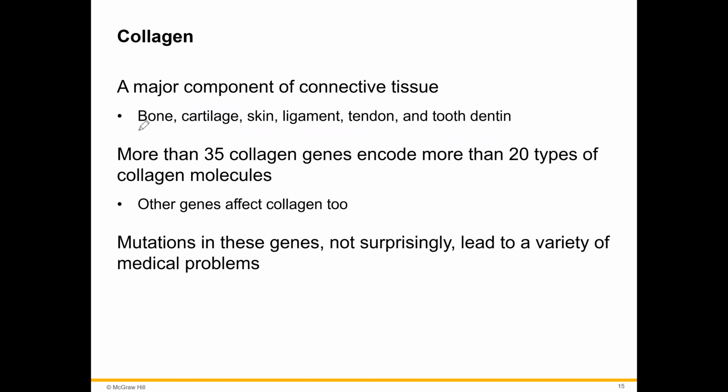So you can imagine if collagen, which is a protein, is not synthesized correctly, all of these organs and structures will be affected. We have more than 35 collagen genes, encoding more than 20 types of collagen molecules. Plus, we have genes that affect collagen as well. They're not collagen genes, but they still affect the structure of collagen. So mutations in these genes, not surprisingly, lead to a variety of medical problems.